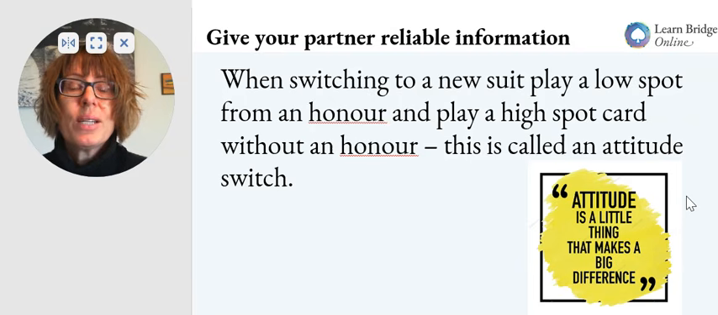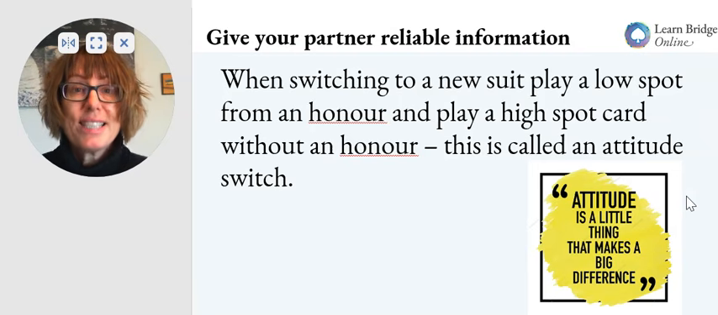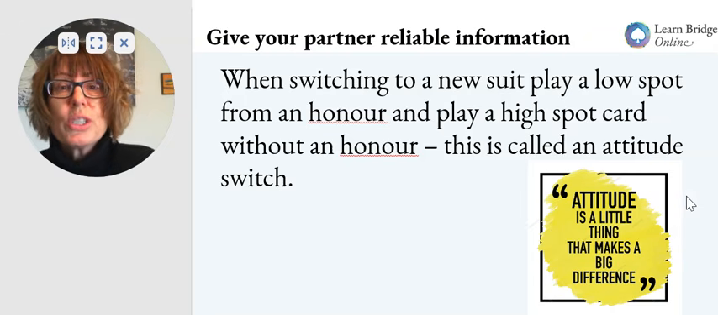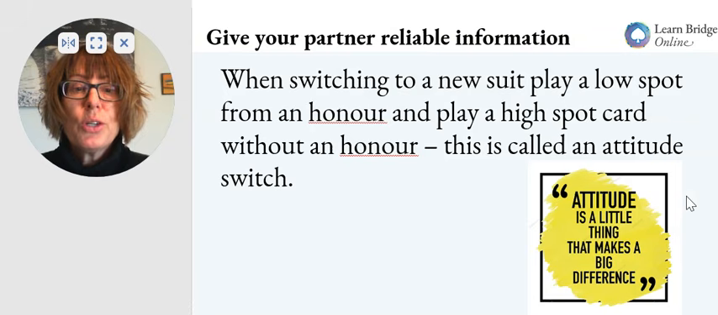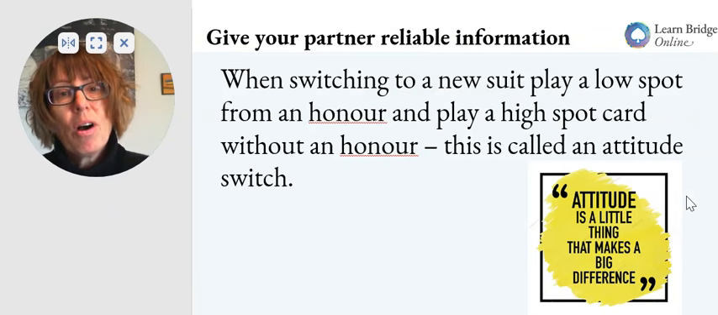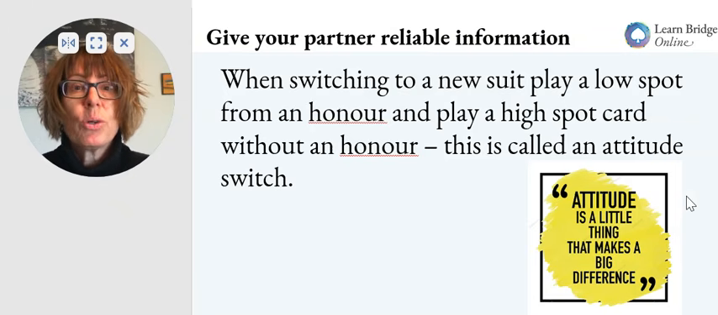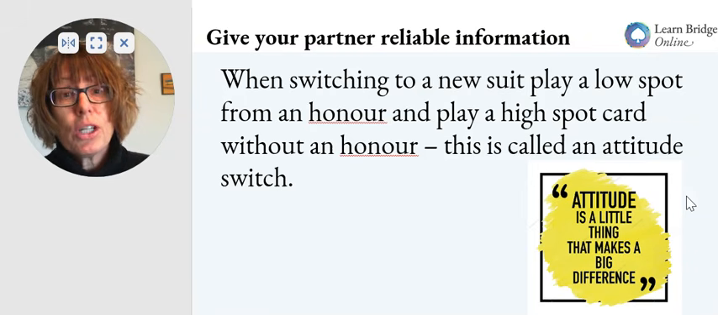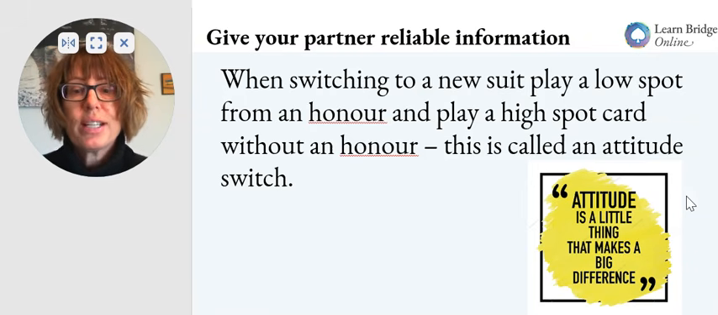Here's the third way we can give partner reliable information. When we're on lead and we play a suit that hasn't yet been played, that is called a switch. When we switch to a new suit, we play a low card from an honour and play a high spot card without an honour, and that's called an attitude switch. So it's low like, high don't like. You've probably come across attitude signals in other situations, same kind of thing, low like, high don't like.